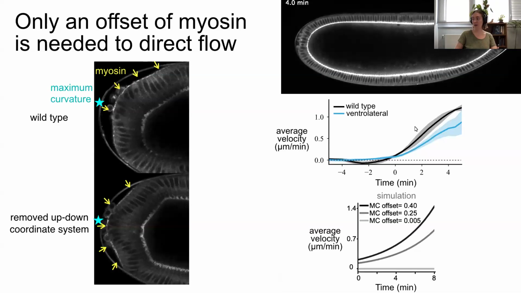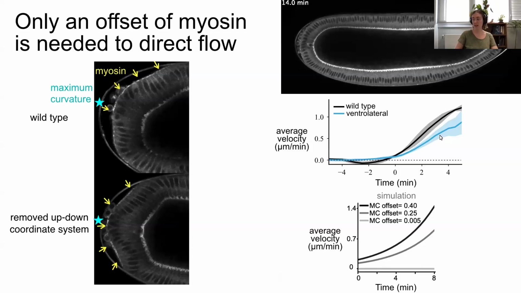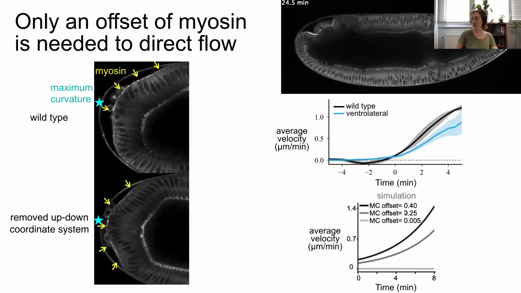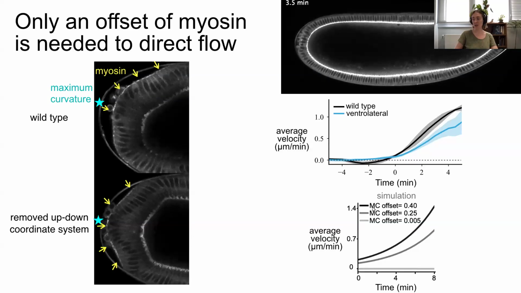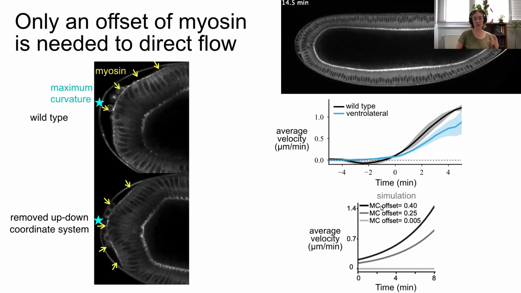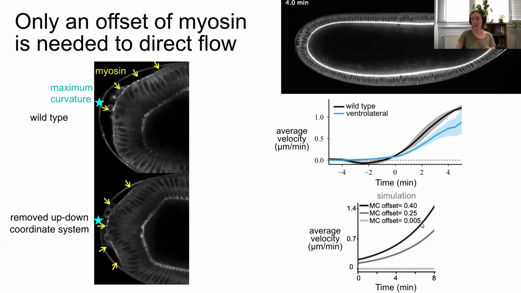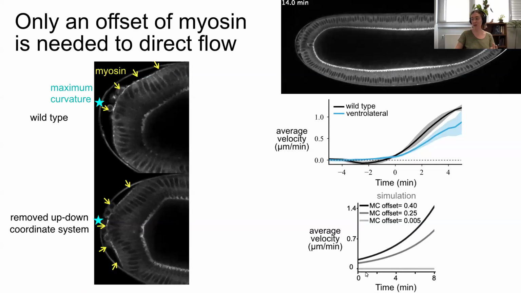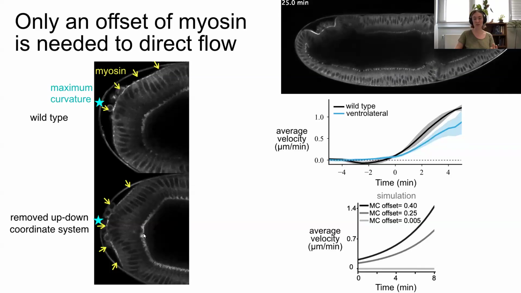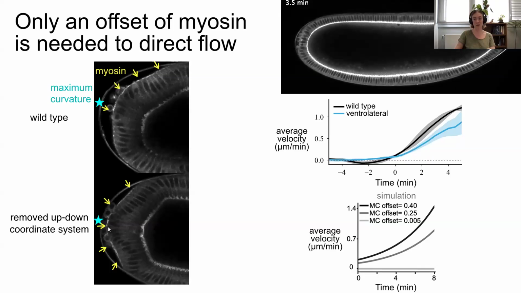Again, if we quantify the flow, we see that it's slowed down compared to wild type. And if we do, again, simulations where now we're changing the offset between the center of this patch of myosin and the region of maximum curvature, we can again predict that we slow down the flow and we should pretty much suppress the flow as we get to zero offset.